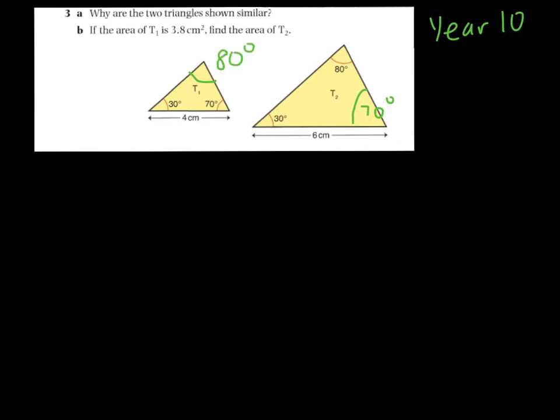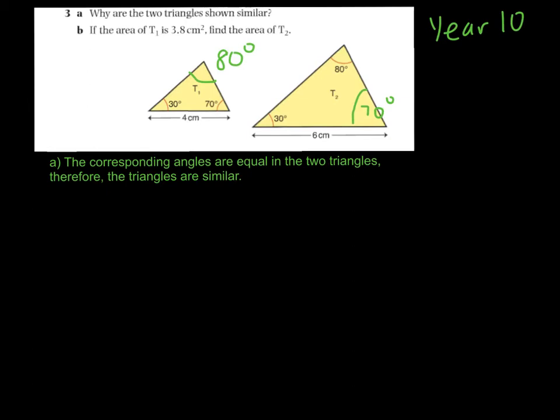So now we can answer the question: why are these two triangles shown similar? Well, the corresponding angles, the 80, 30, 70, are the same in both triangles. Look, the bigger triangle is an enlargement of the smaller one. So our answer is just going to be: because the corresponding angles are equal, therefore the triangles are similar.